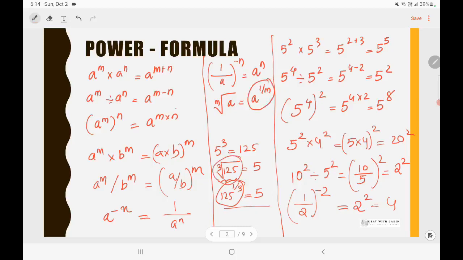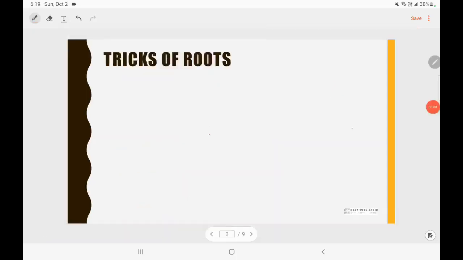One more thing that you need to remember is that any number raised to 0 will always be 1. That means 1000 raised to 0 is 1, 2000 raised to 0 is 1. Any number you can take, when raised to 0 it will be 1. So now let's look into some tricks regarding roots.